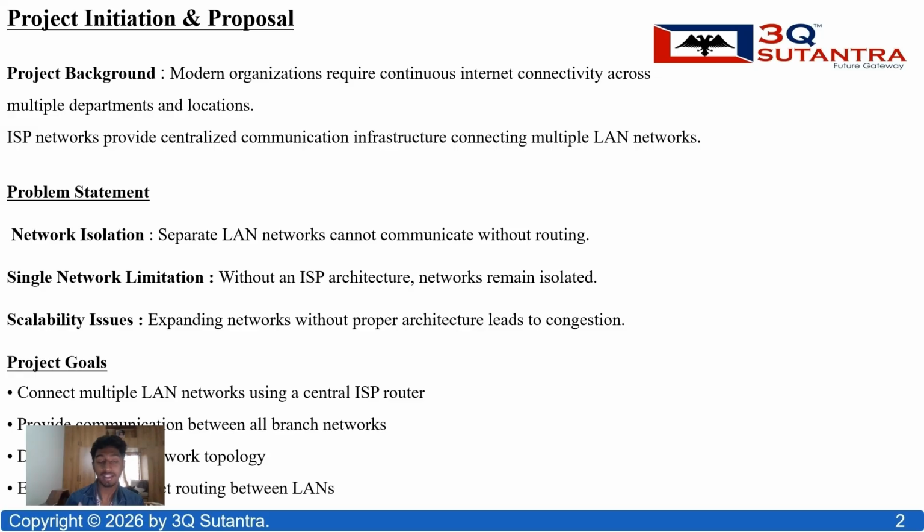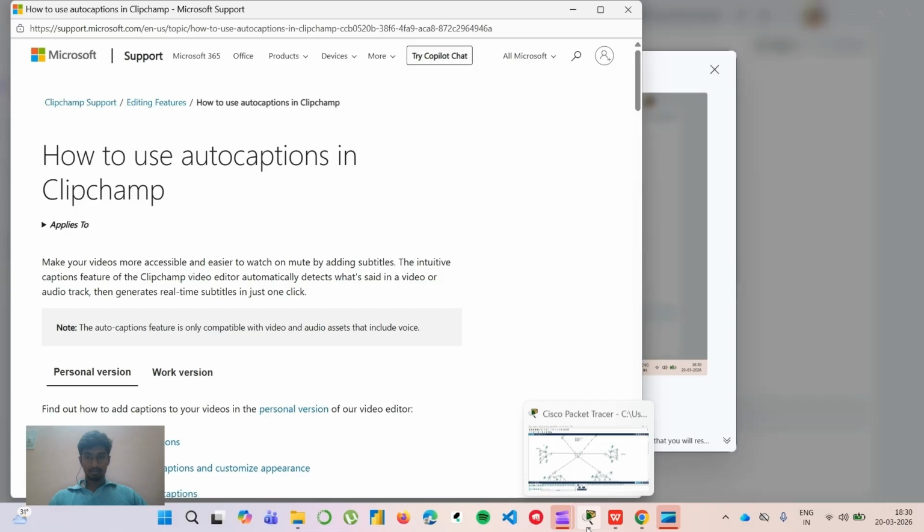Let me come to the conclusion. The project successfully implemented a 10 router distributed network using EIGRP. The architecture ensures scalability, reliable communication, and efficient routing.